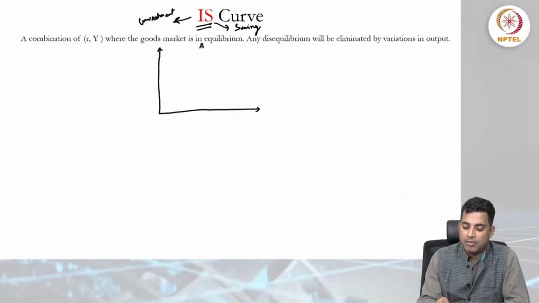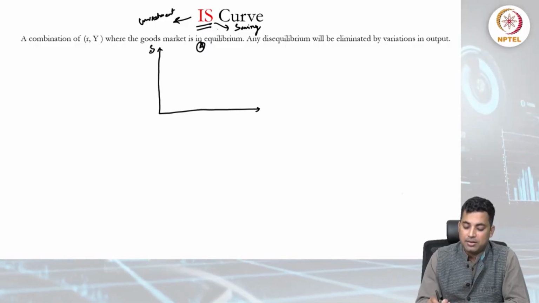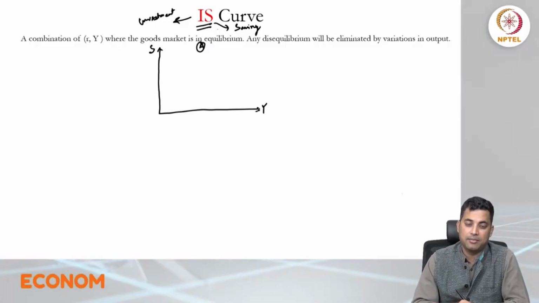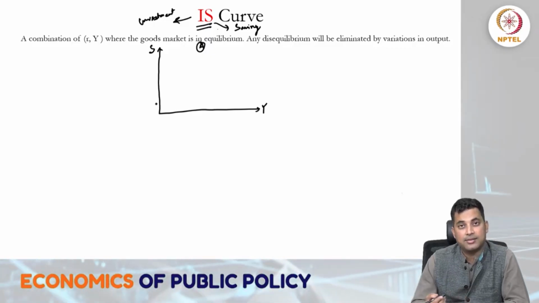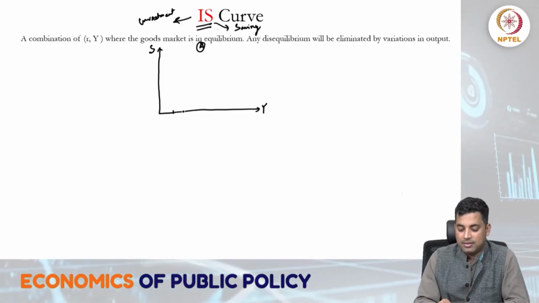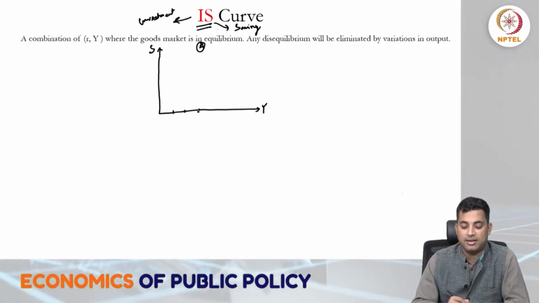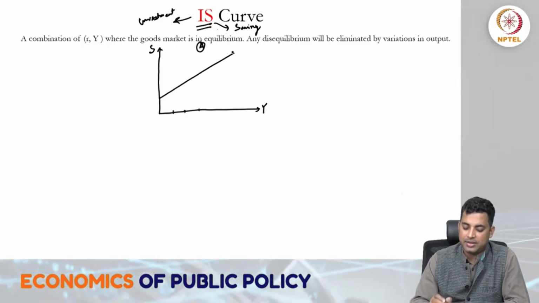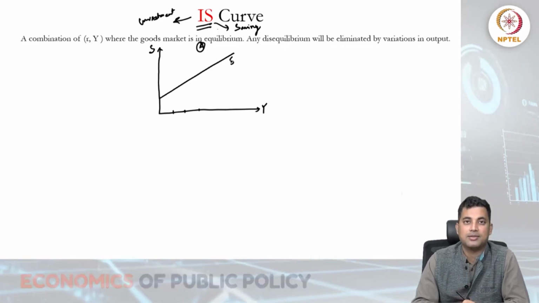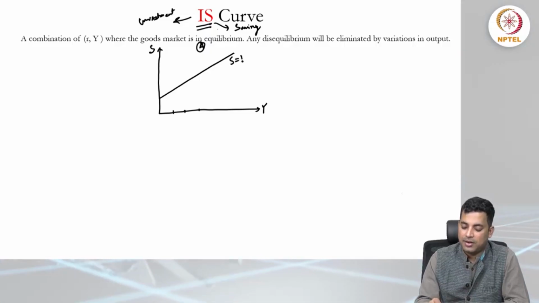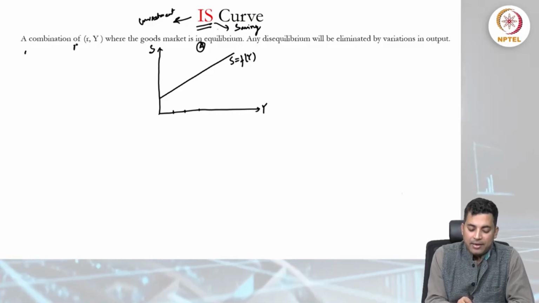Say here is panel A. Panel A shows the relationship between savings and income. As income increases, saving will increase. So the saving function is positively related to income, which is upward sloping. This is the savings function, which is a function of income. Now let's move to panel B.